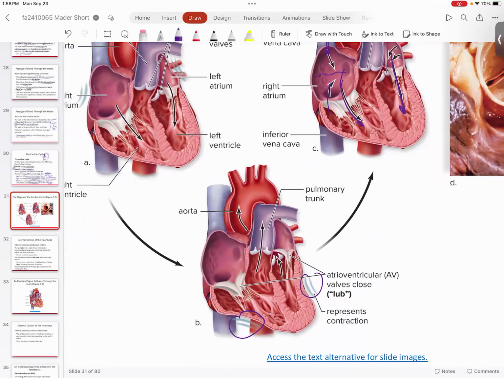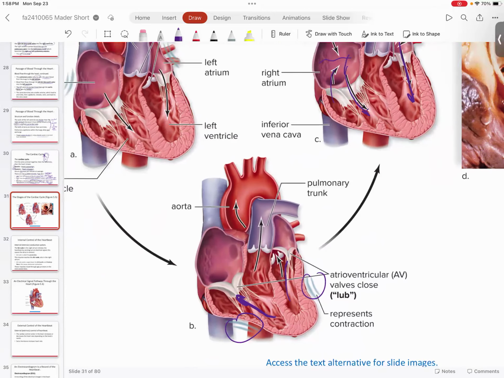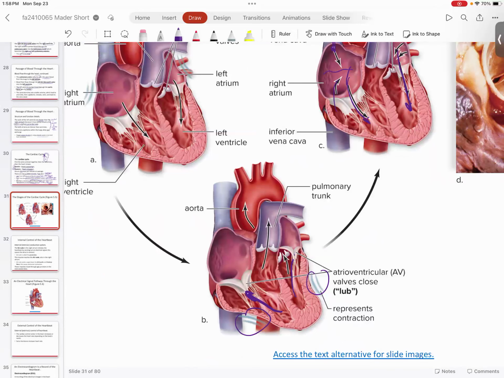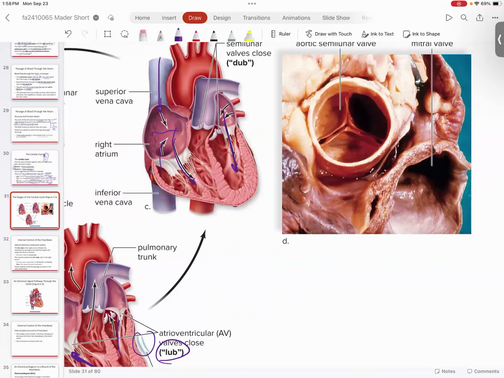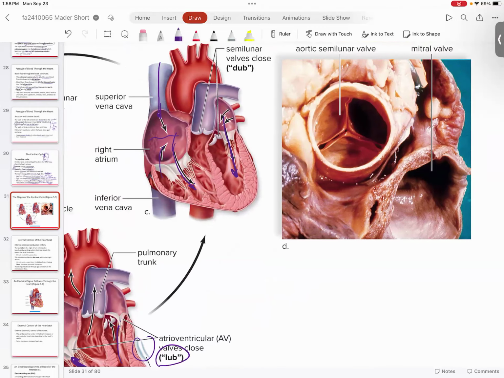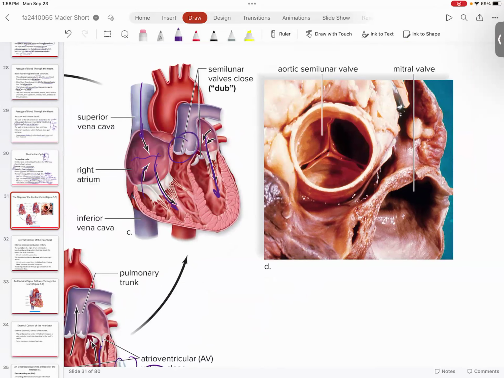And as they contract, they're going to want to push blood against the AV valves. So it's going to snap them shut. And so as they shut, that's going to be your lub sound. And then in addition to that, your semilunar valves at this particular point here in the first piece, before ventricular contraction, are closed.